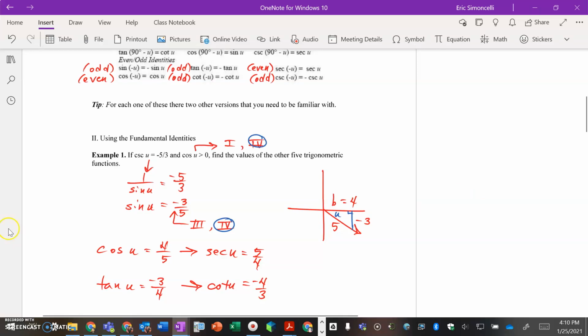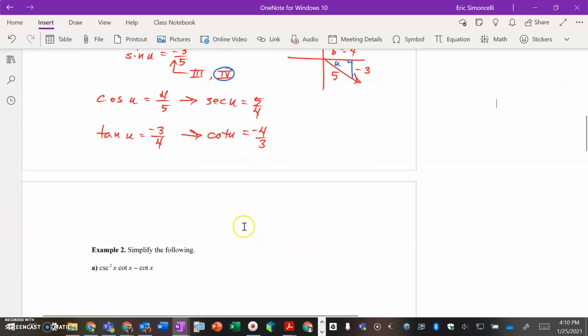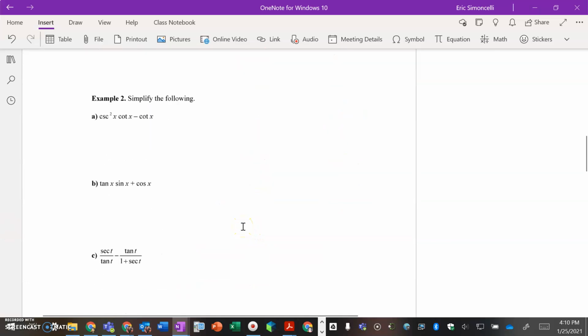Okay, as we move on, we're going to go ahead and take a look now at example 2. It does say simplify, and there are 3 parts here, as you can see. To kick the problem off, for part A, cosecant squared of x times cotangent of x minus cotangent of x. So how do we simplify something of this nature?